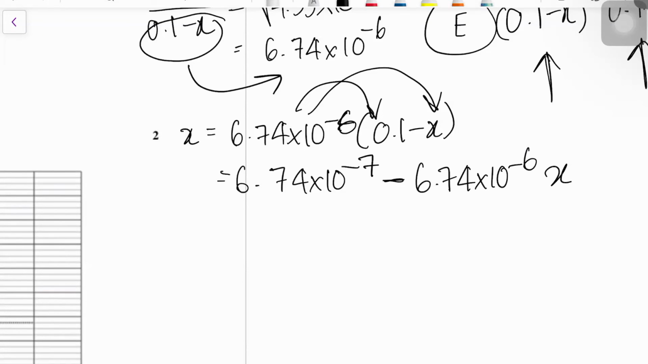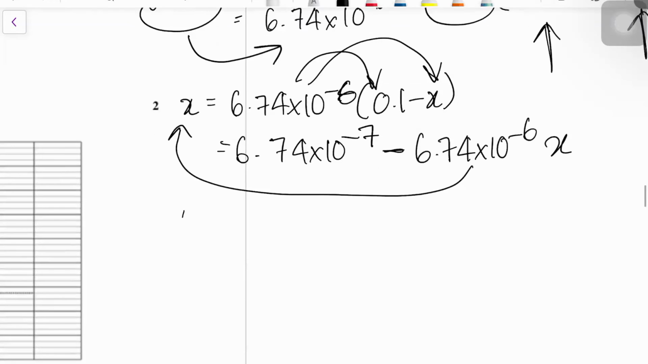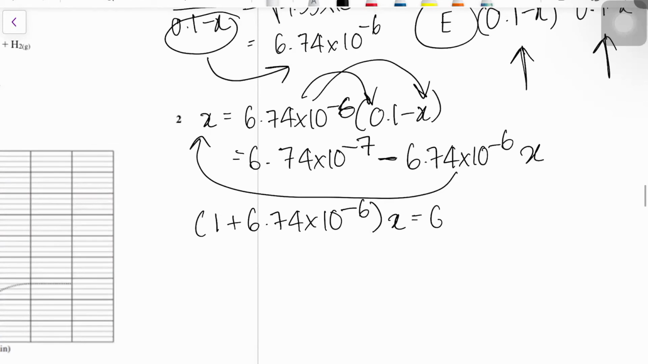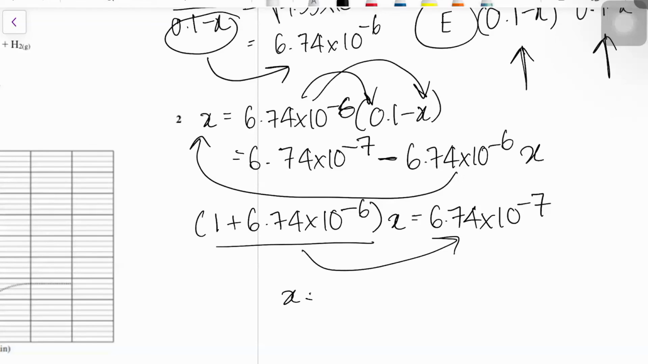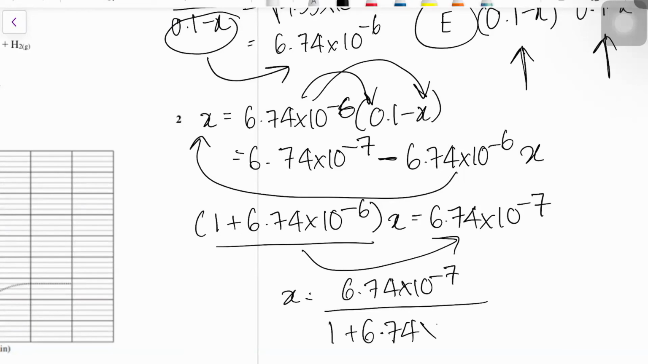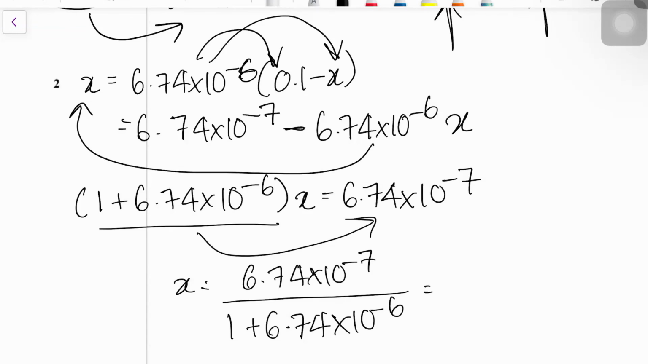And then for me to figure out x, I need to group all of the x's together, so this goes over here. So that's 1 plus 6.74 by 10 to the minus 6, times x, is equal to 6.74 by 10 to the minus 7. This is just me doing maths, trying to group my x together. The last thing I have to do is divide this over. So then x ends up being 6.74 by 10 to the minus 7, all over 1 plus 6.74 by 10 to the minus 6.